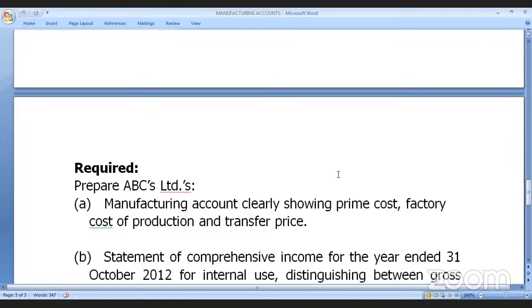We are going to use this information to come up with our manufacturing account. Remember, a manufacturing account, as I told you already, is prepared to arrive at the cost of the goods that have been fully manufactured, as well as to calculate any profit on manufacturing. So let us see how we can come up with our manufacturing account for this ABC Limited company.